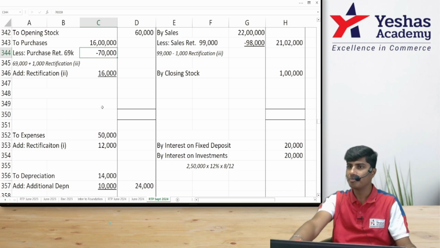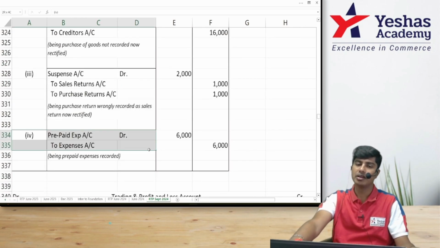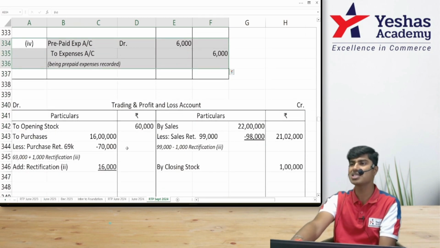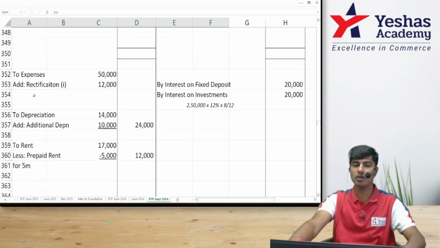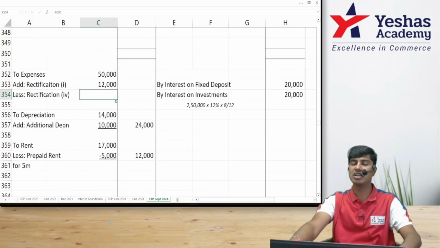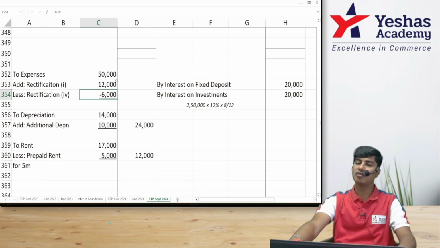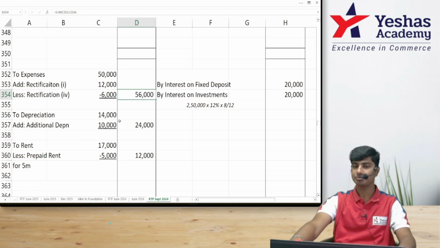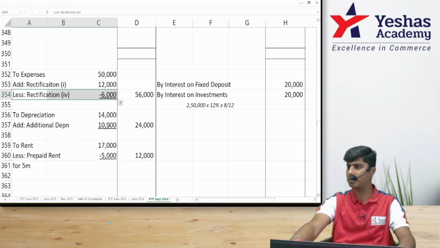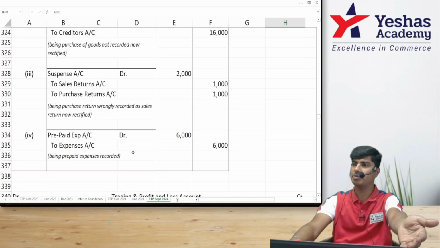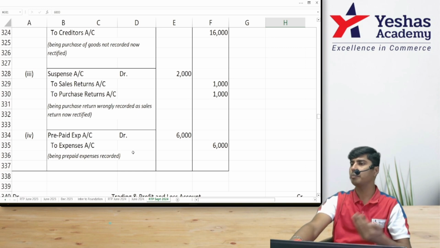Understood this adjustment? One last adjustment is pending. Prepaid expense to expense. 6,000 of expense is actually not an expense. It is prepaid expense. Come to the P&L account. From expenses, I'll eliminate rectification number 4, 6,000, because it is prepaid expense. How much will expense become? 50 plus 12, 62. 62 minus 6, 56. And this 6,000 is prepaid expense. It will appear in the balance sheet as an asset. Prepaid expense 6,000. By this, we are done with all 4 adjustments. We are ready to close our trading, P&L and balance sheet.